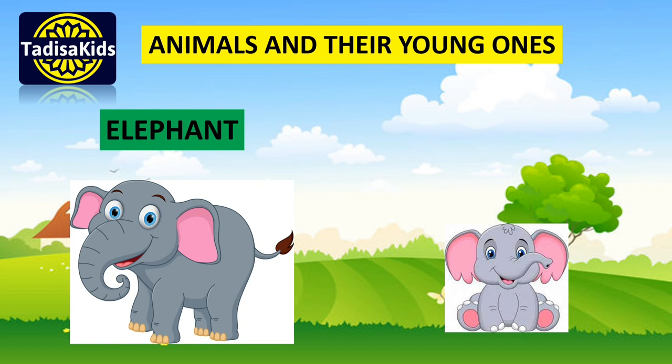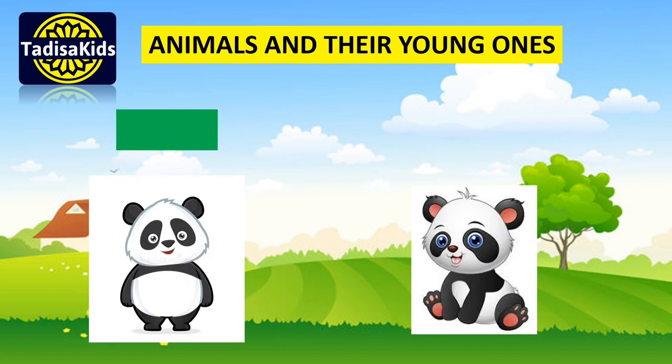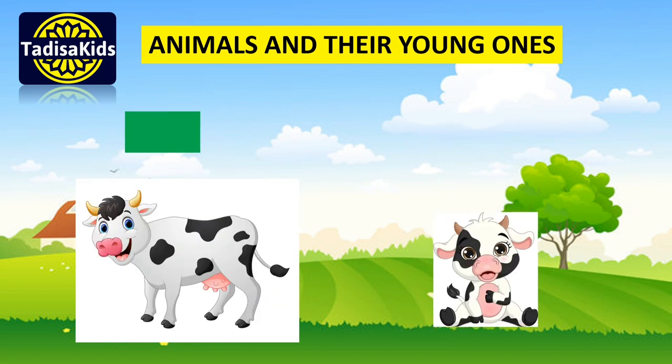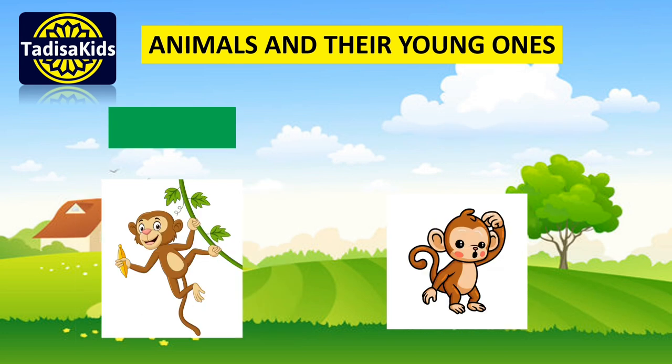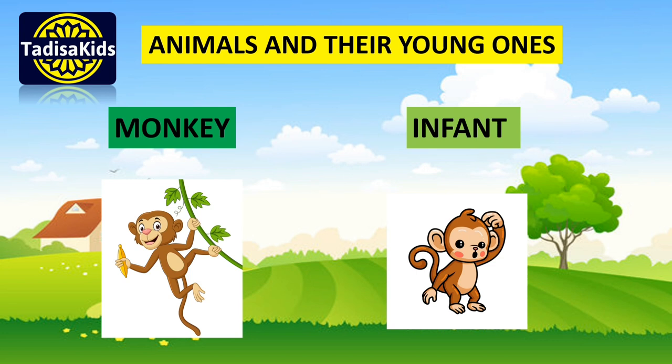Elephant. Elephant baby is calf. Panda. Panda baby is cub. Cow. Cow baby is calf. Monkey. Monkey baby is infant.